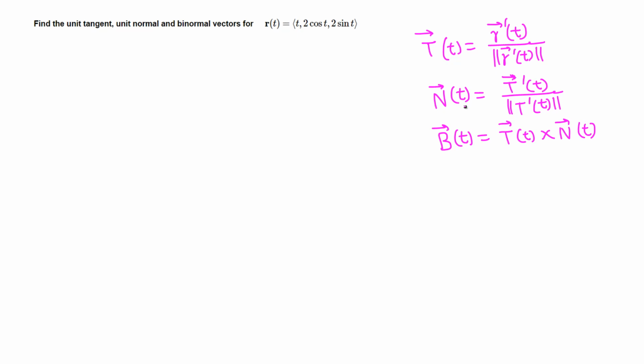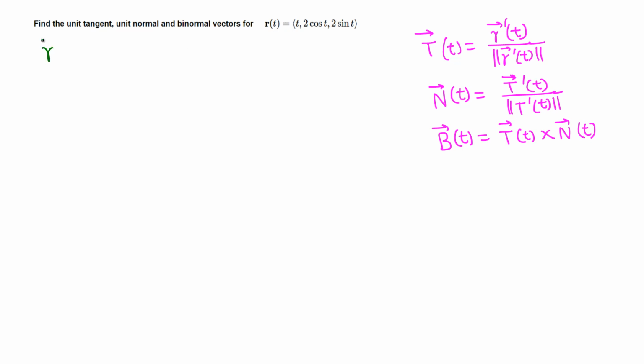And the unit normal vector is just: find the derivative of the unit tangent vector and divide by its magnitude. And finally, the binormal vector is just the cross product of the unit tangent vector and the unit normal vector. Okay, let's find that over here. So we need to find the derivative of this curve.